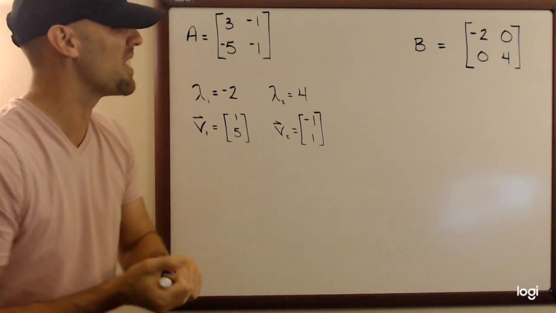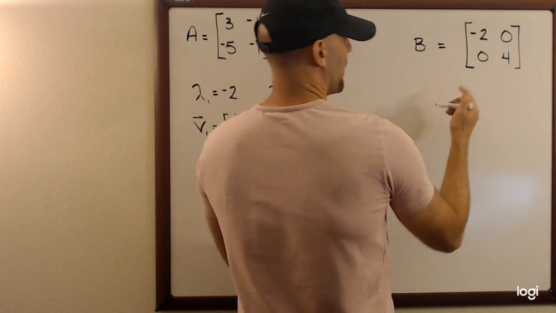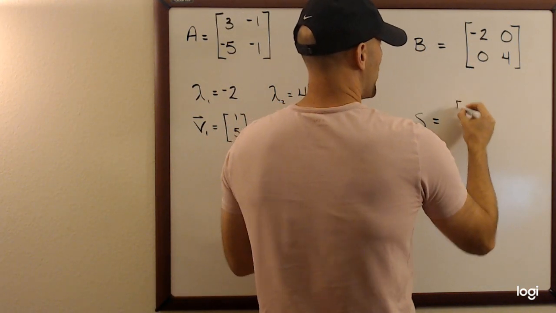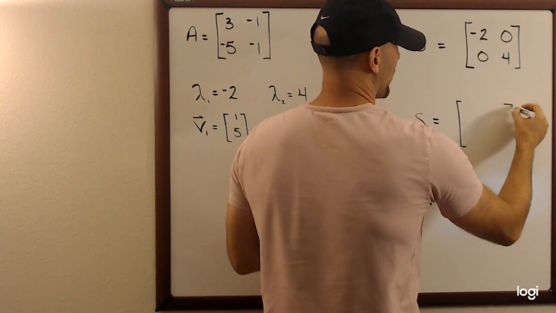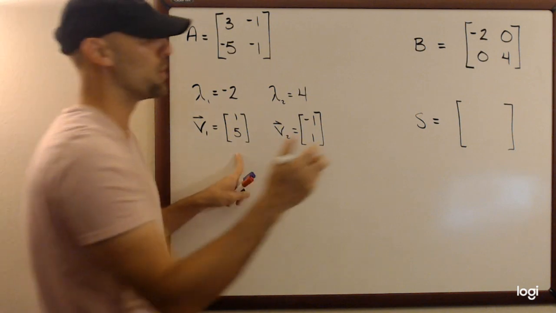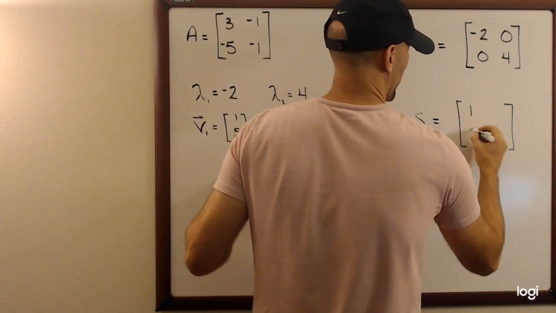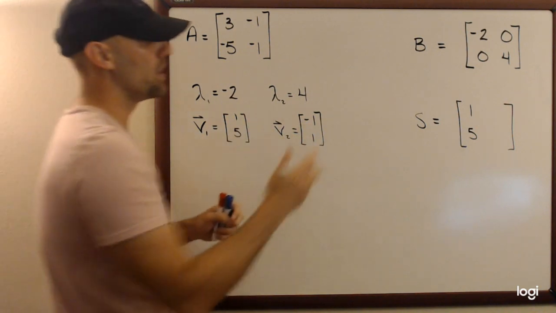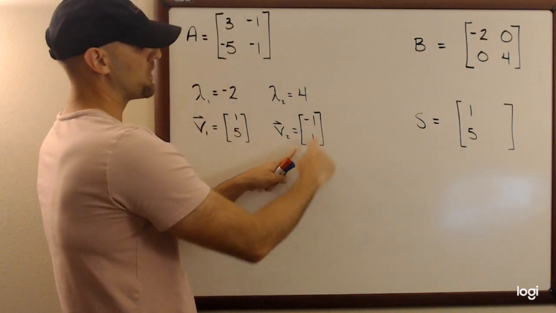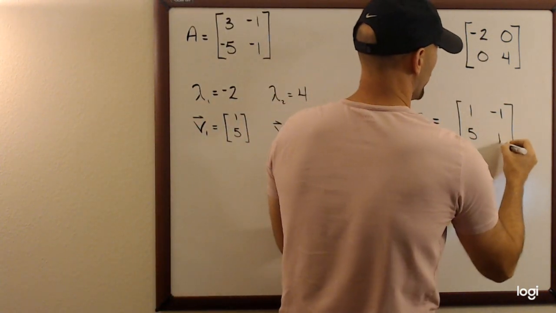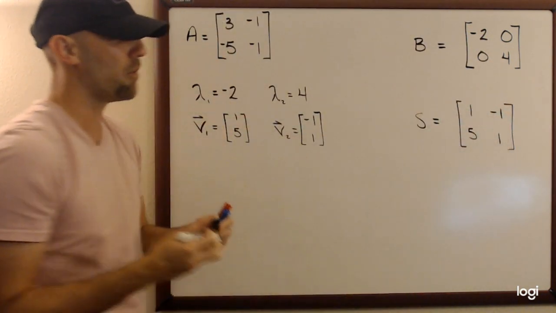So what I mean by that is, I put -2 in column 1, and that's fine, but that means then that the eigenvector which corresponds to -2, that'd be 1, 5, has to go in column 1. Okay, and for the second one, I've got -1, 1. Again, that's the eigenvector associated with the eigenvalue 4. That's got to go in column 2 because I put the eigenvalue 4 in column 2.